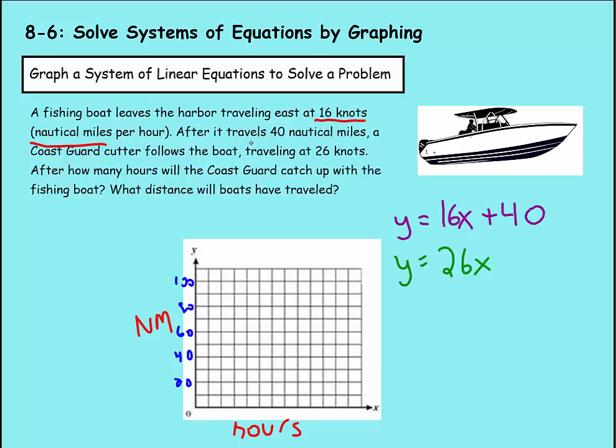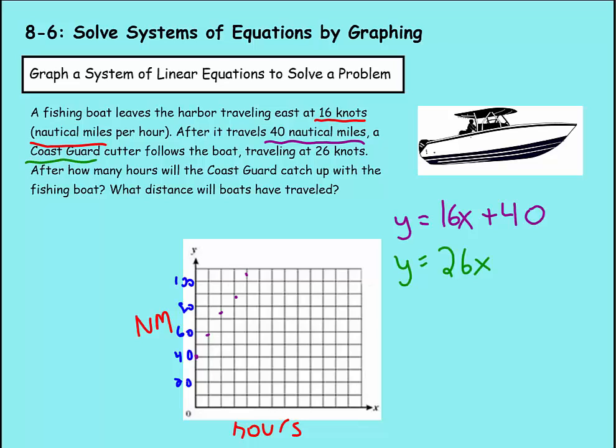We see that this first boat has a 40 nautical mile head start, meaning that when the second one takes off at 0, the first one's already going to be at 40. So if we do the fishing boat here, the slope is 16, so we go 1 over would be 56, 2 over would be 72, 3 over would be 88, 4 over would be 104.